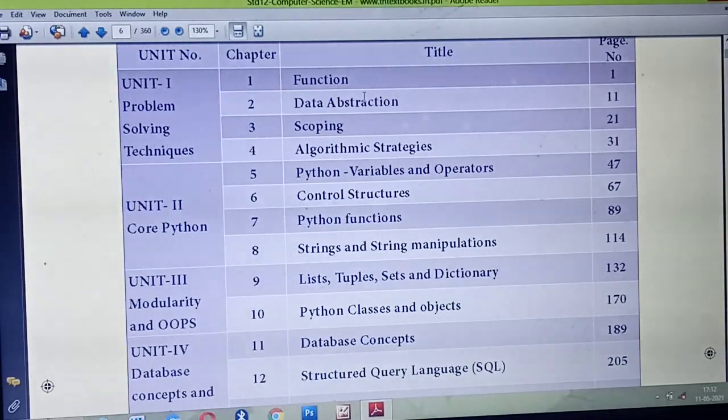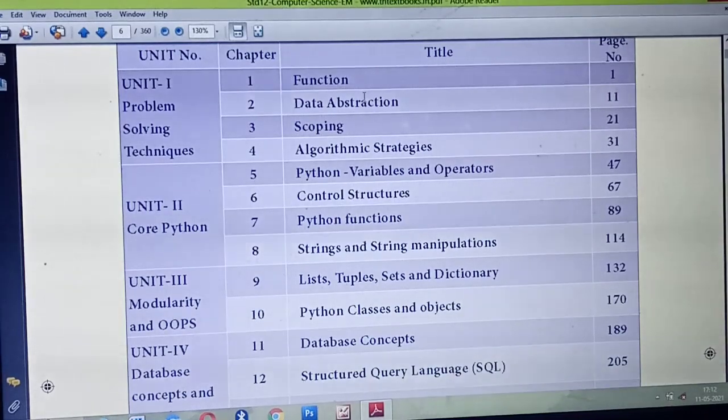Understood? Among these first 4 chapters, you can expect 2 mark questions, 3 mark questions and 1 or 2 5 mark questions. If you divide and study like that, you can score a centum. For that reason, I am telling you about this in the first class itself.